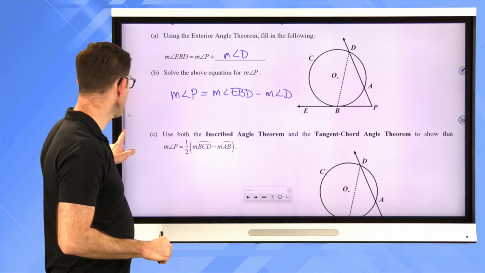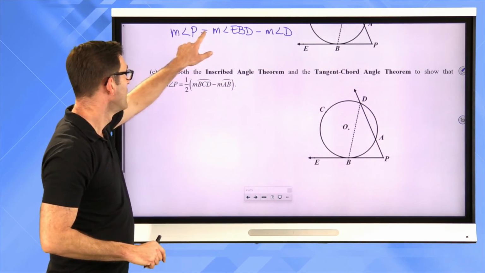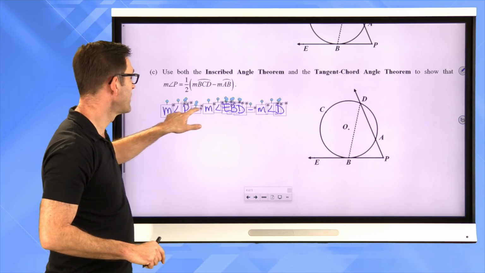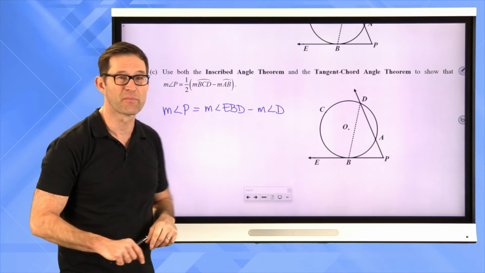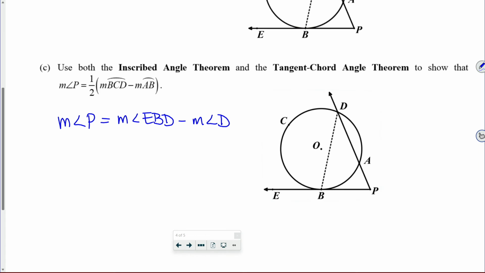Just like before, we now want to finish this off by taking this expression down here and using it to start the proof. Letter C. Use both the inscribed angle theorem and the tangent chord angle theorem to show that the measure of angle P is equal to 1/2 the measure of arc BCD minus arc AB.